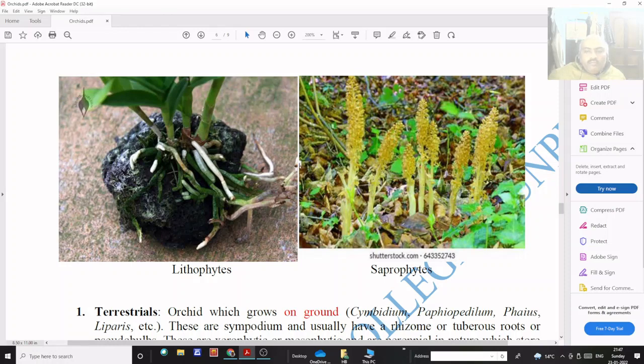Now, the fourth type, shown in the right hand corner, is saprophytes. Saprophytes are generally devoid of chlorophyll and they grow and develop on dead and decayed organic matter.